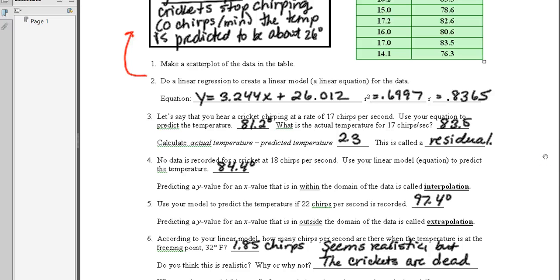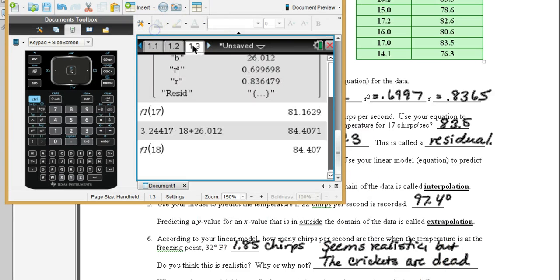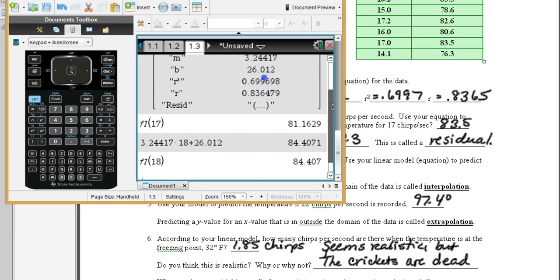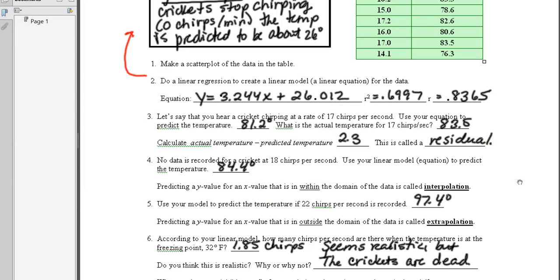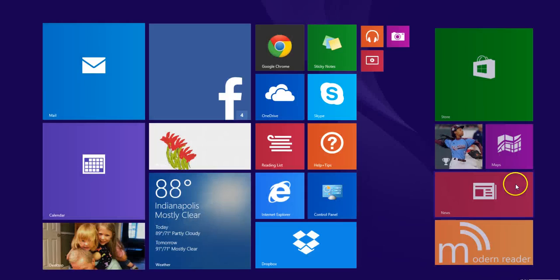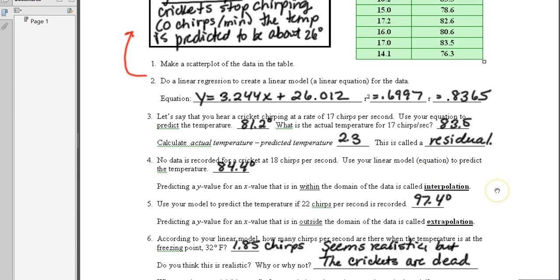No data is recorded for a cricket at 18 chirps, so we're going to use our model to predict that. And once again, if I go to my calculator page, there are 2 ways I can predict. I can actually use the equation with the slope and y-intercept that are shown. So here my slope is 3.24417 times 18 chirps, which is my x value, plus the 26.012 y-intercept gives me 84.4. Or I can type in F1 of 18, which does this automatically, and get 84.4 degrees. When I predict something within the data, that's called interpolation. And I'll talk about that with the graph in just a second.